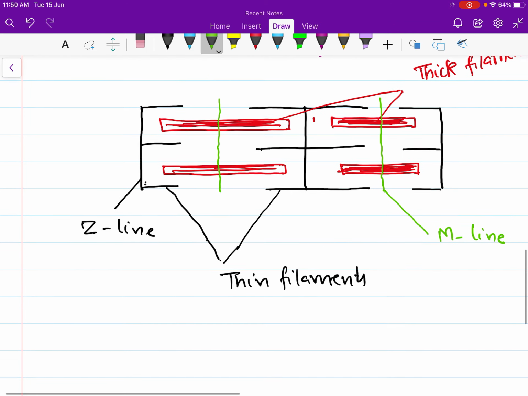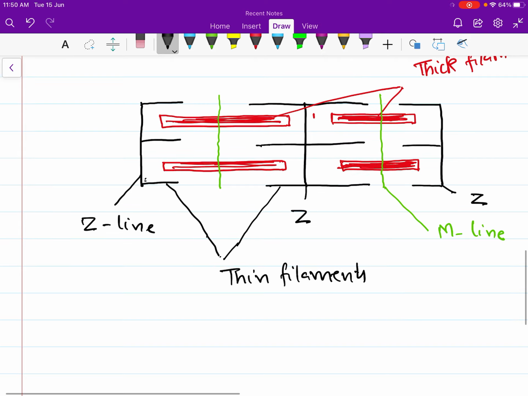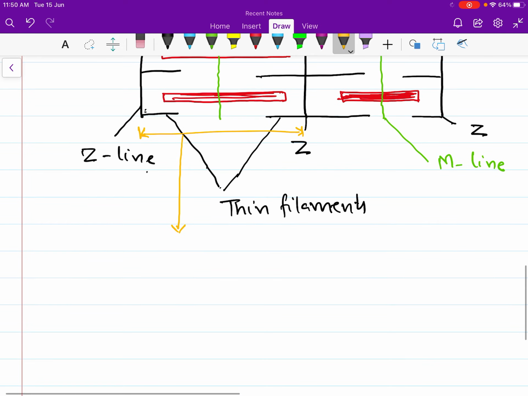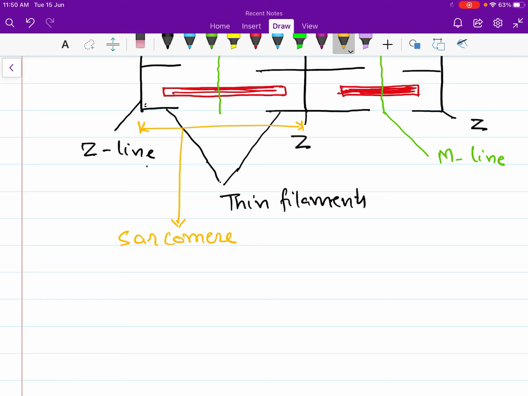Right? So the distance between two consecutive Z lines, here one Z line, here is another Z line, and this is another Z line, is called a sarcomere. The distance from this Z line up to this Z line is called the sarcomere. So what is a sarcomere? Sarcomere is the distance between two Z lines.